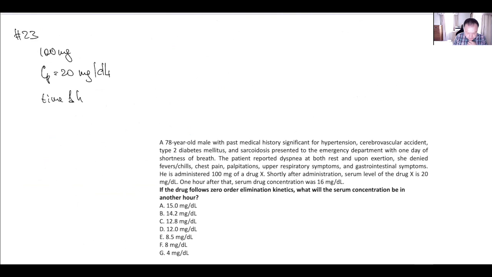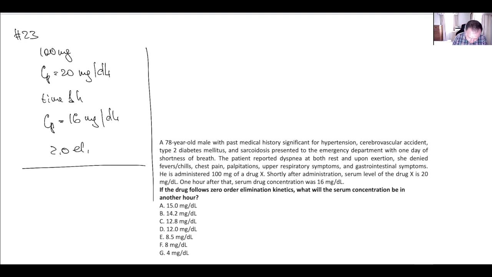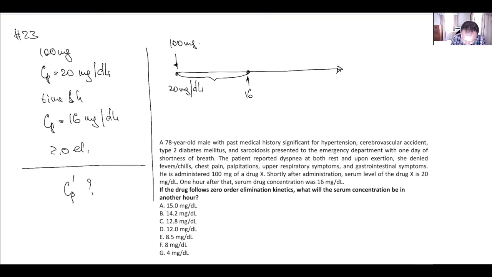Serum drug concentration is 16 milligrams per deciliter. If the drug follows zero order elimination kinetics, what will the serum concentration be in another hour? So zero order elimination, and the question is asking about plasma concentration in another hour. Once again, timeline: at the beginning, 20 milligrams per deciliter. After 1 hour, we get 16 milligrams per deciliter.